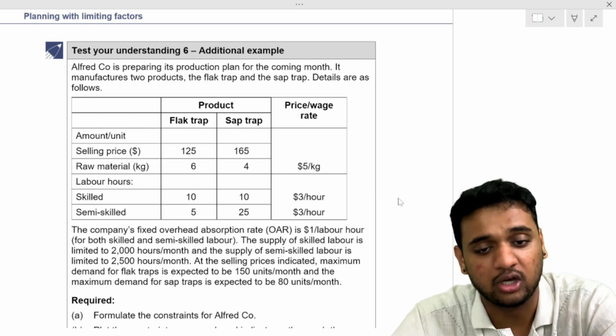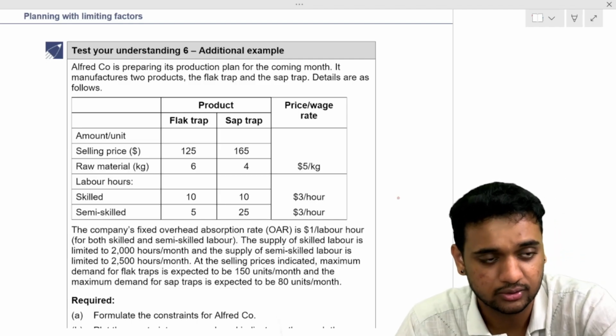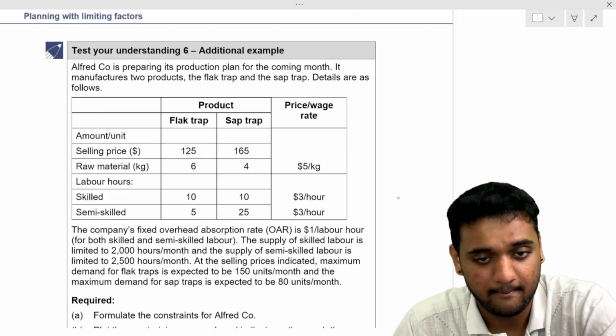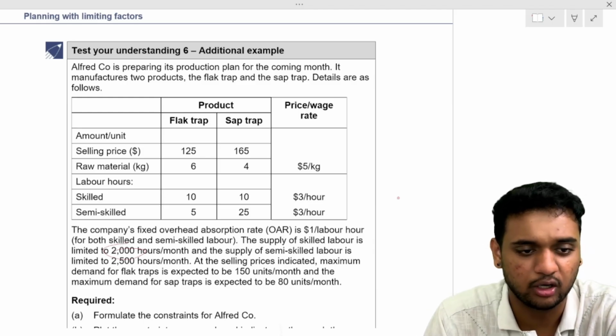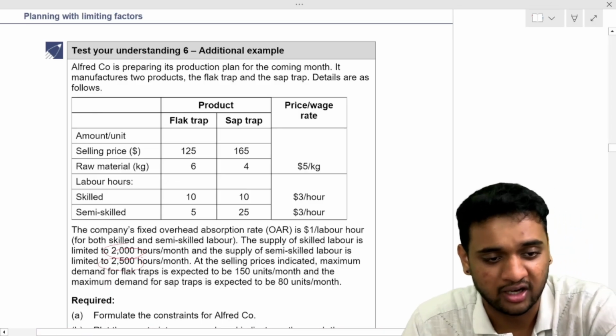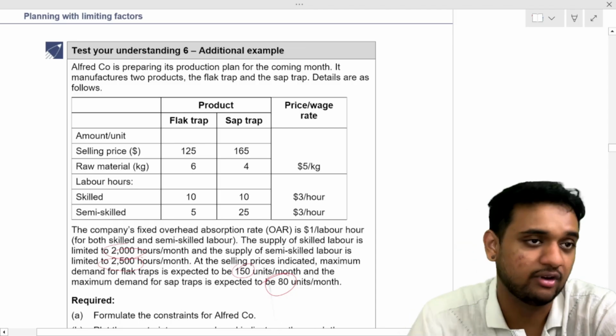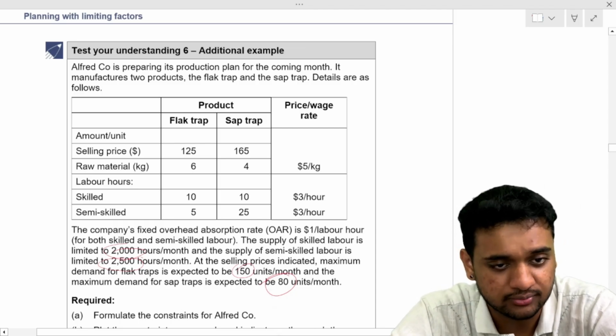Our limiting factor is the total number of hours given to us. Skilled labor is limited to 2000 hours, semi-skilled labor is limited to 2500 hours. The maximum demand for the two products is given to us. Correct or not? So do we have the contribution?